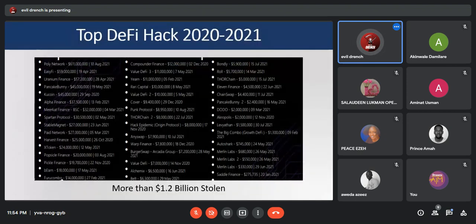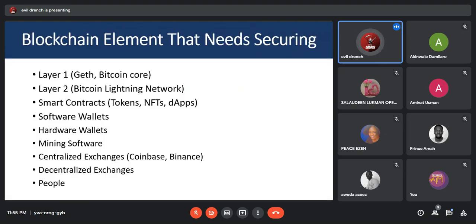DeFi hacks. These are the top DeFi hacks from 2020 to 2021 alone. This data does not contain the DeFi hacks of 2022, just 2020 to 2021 alone, and $1.2 billion was already stolen just because of a single bug, just a small bug in a smart contract, right?